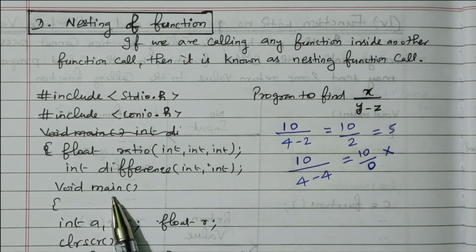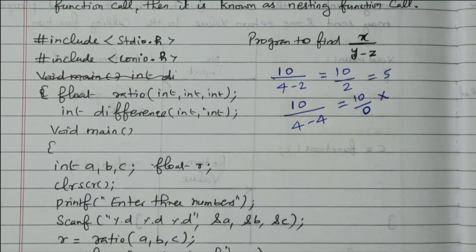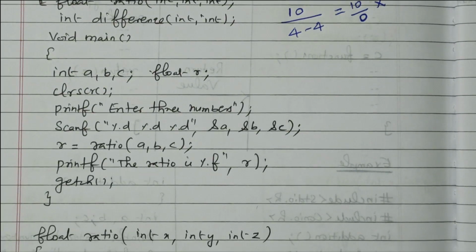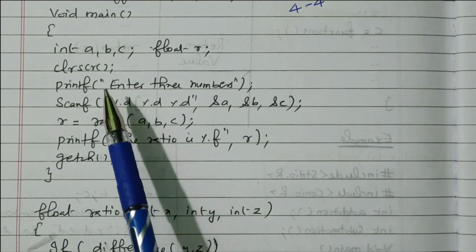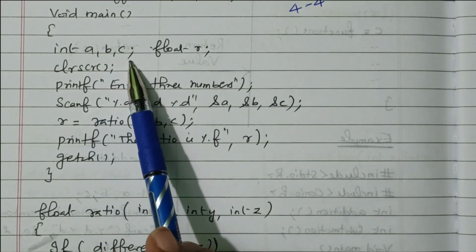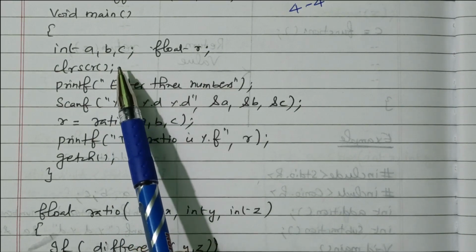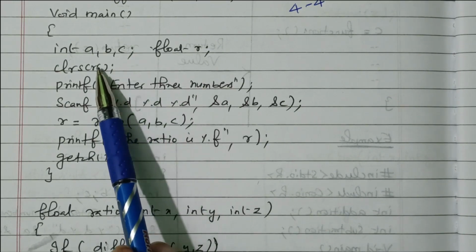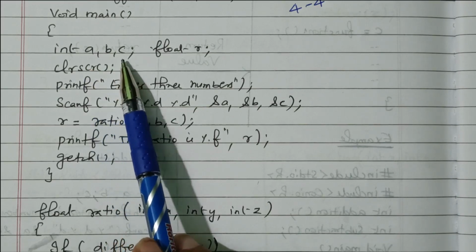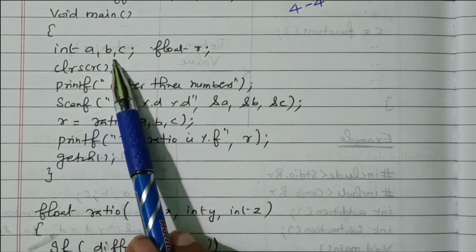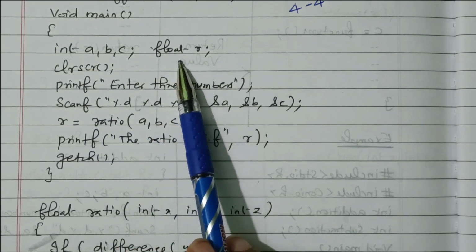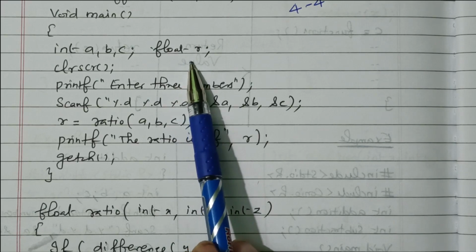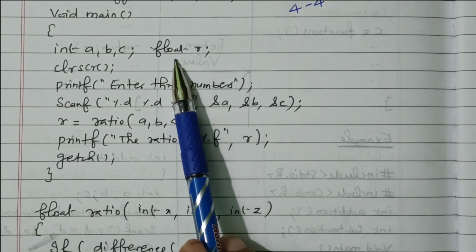Now we can start the main program, void main. Before clear screen, we can go for the variable declaration. Integer a, b, c, right? That is nothing but x, y, z. X divided by y minus z. We need 3 variables. That is given a, b, c. Right? We can take here x, y, z also, but here declared as a, b, c. The answer is stored in r, float r, because x divided by y minus z. While dividing, there is a possibility to get decimal points. So the answer is declared as float.